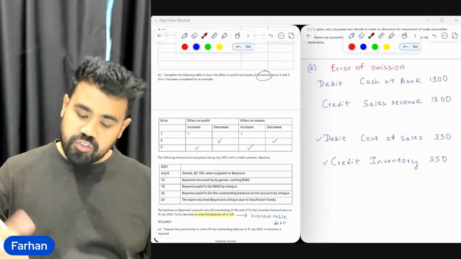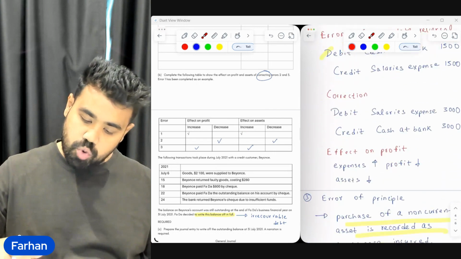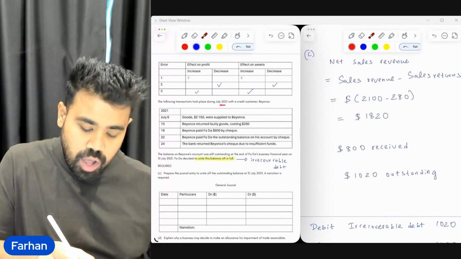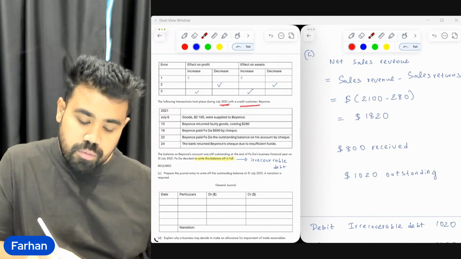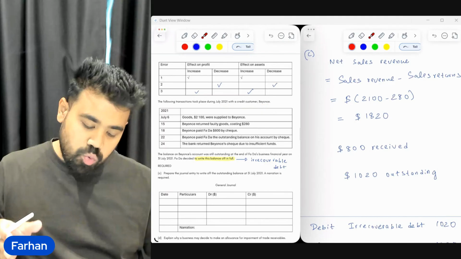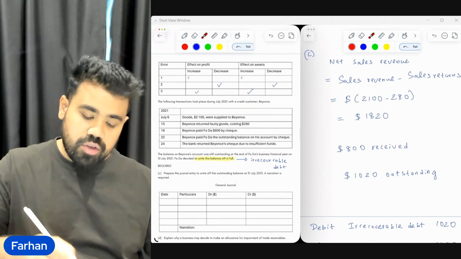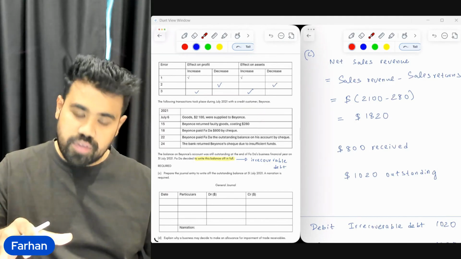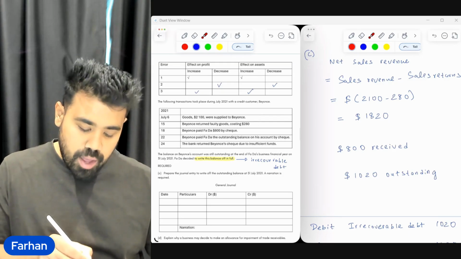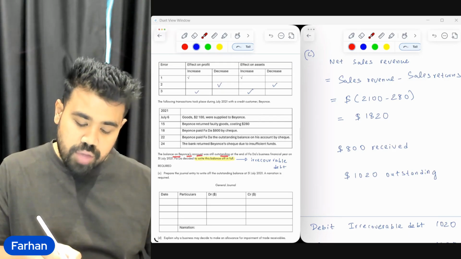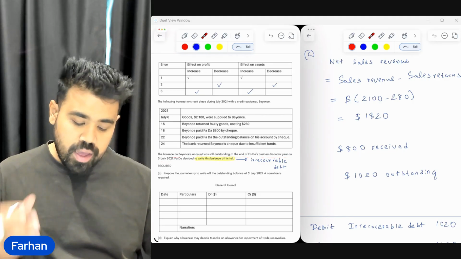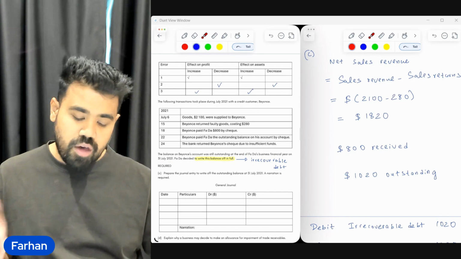Now let's move to the next question. The following transactions took place during July 2021 with a credit customer, Beyonce. You can see in the month of July 2021, on various dates, we have transactions relevant to Beyonce, and there is some additional information under the table as well. The balance on Beyonce's account was still outstanding at the end of FADA's business financial year on 31 July 2021. FADA decided to write this balance off in full.